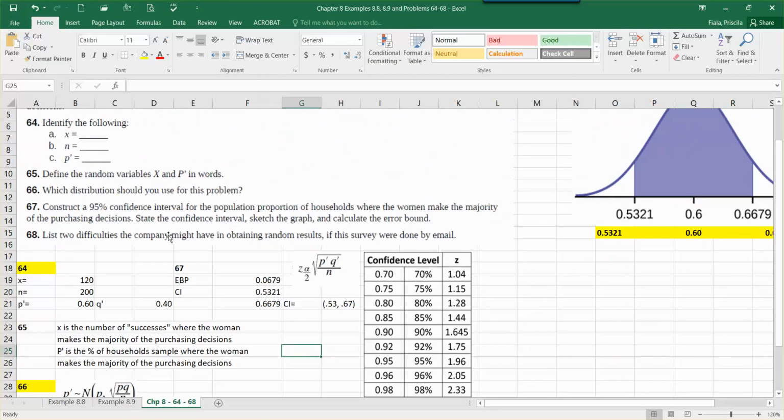List two difficulties the company might have in obtaining random results if the survey was done by email. Well, I can think of quite a few problems. Actually, a survey done via email. One could be, first, email can be sorted as junk, therefore the person is not going to see it.